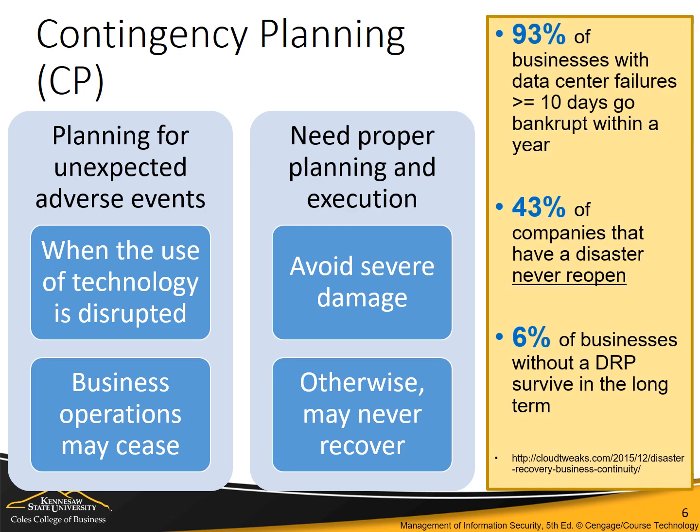To illustrate the need for contingency planning, consider these statistics. 93% of businesses with data center failures for 10 or more days go bankrupt within 1 year. That's a powerful argument for the importance of business continuity planning and disaster recovery. 43% of companies that experience a disruptive event never reopen. Almost half of businesses who have a serious breach or stolen information will never reopen. Think about that. It's important for your organization.